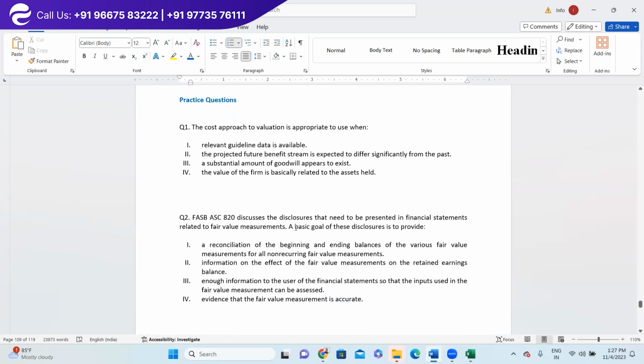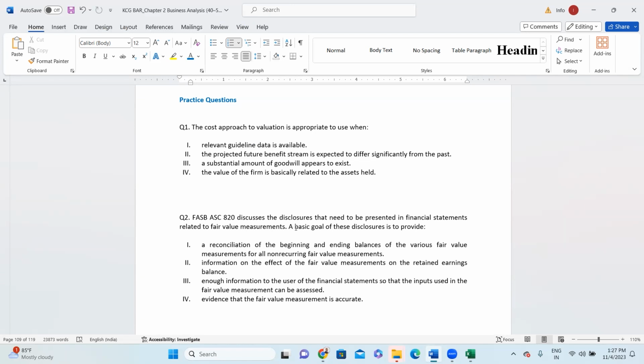So we have two quick questions here. The cost approach to valuation is appropriate to use when: first, relevant guidelines data is available; second, the projected future benefit stream is expected to differ significantly from the past; third, a substantial amount of goodwill appears to exist; fourth, the value of the firm is basically related to the assets held. What is the call of the question? The cost approach of valuation is appropriate when you are using relevant guidelines data.